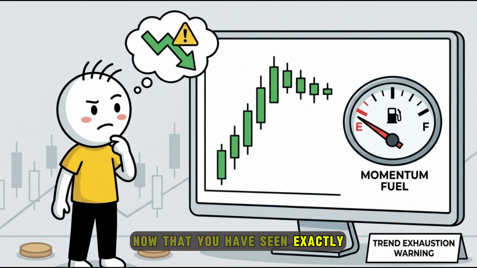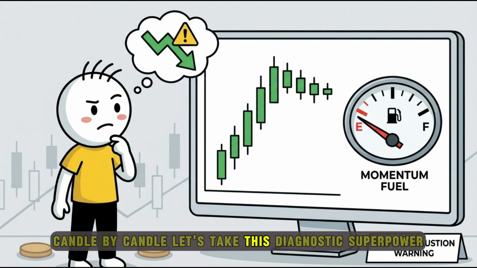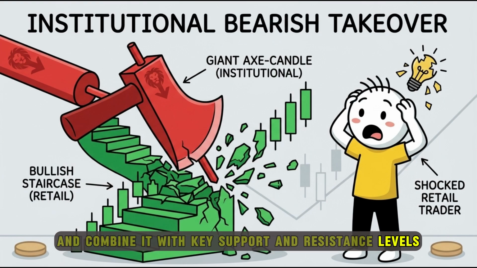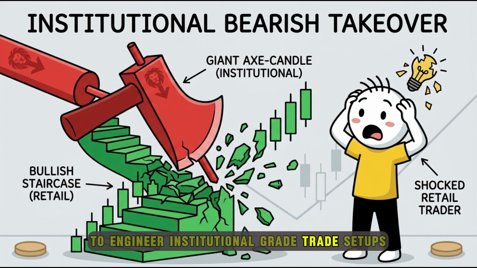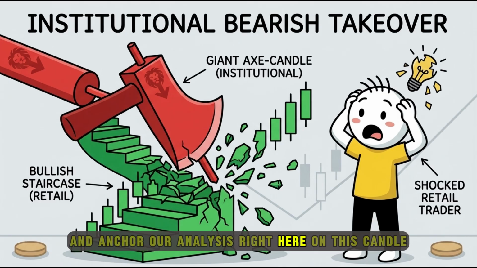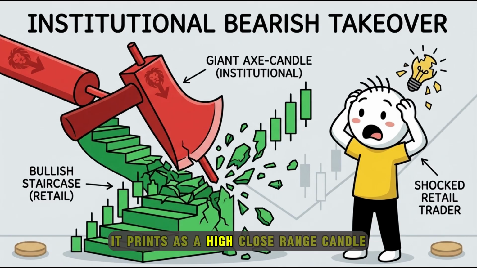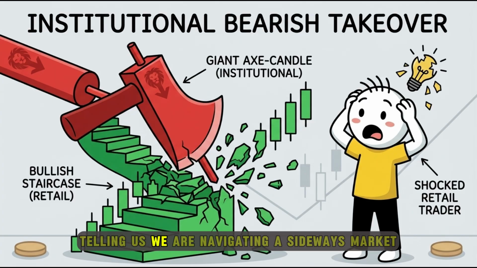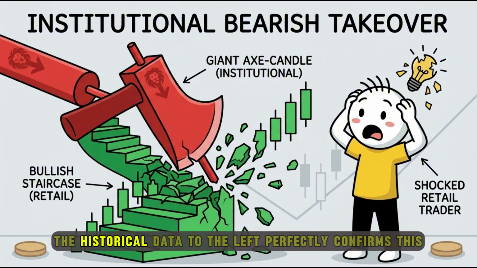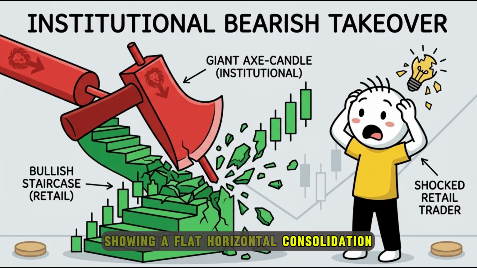Now that you have seen exactly how to fluidly decode a live chart candle by candle, let's take this diagnostic superpower and combine it with key support and resistance levels to engineer institutional-grade trade setups. We open up a fresh chart and anchor our analysis right here on this candle. It prints as a high close-range candle, telling us we are navigating a sideways market that possesses a mild, underlying bullish undertone. The historical data to the left perfectly confirms this, showing a flat horizontal consolidation.